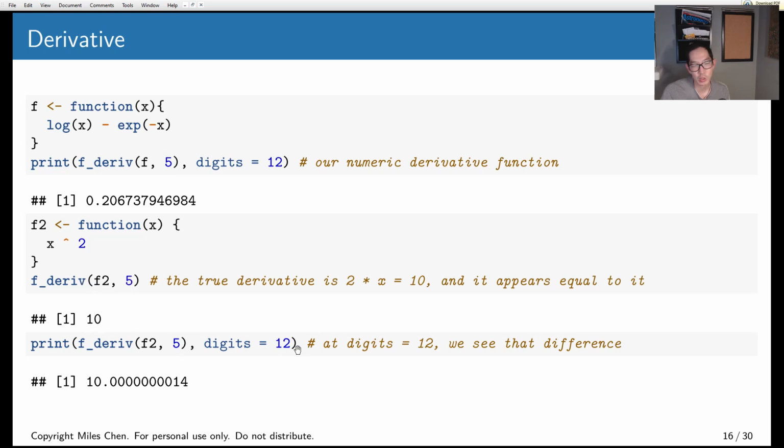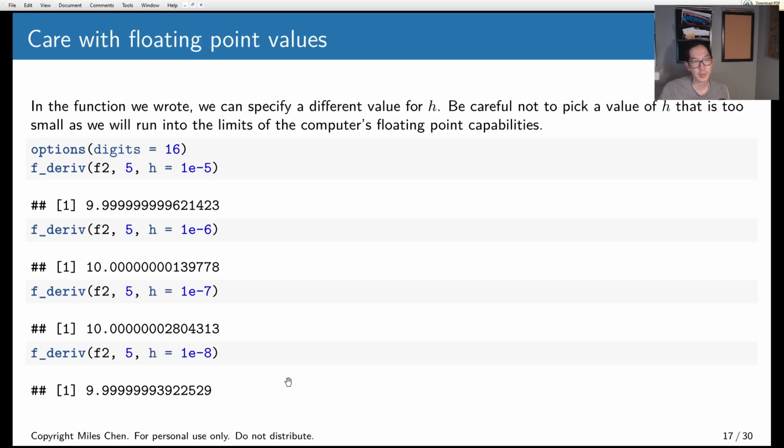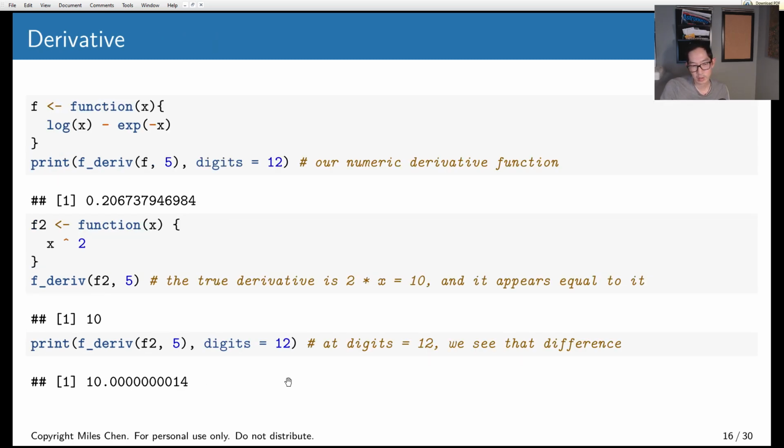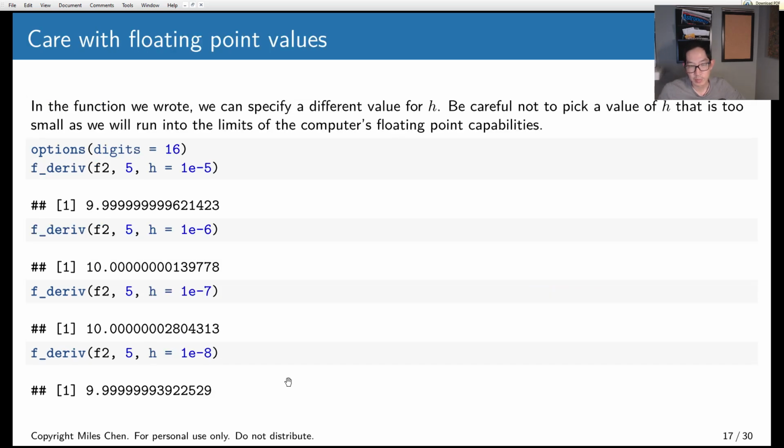If I say give me 12 decimal places of precision, we see it's not exactly 10. It approximates it, and it says it's 10.00000000014. So I think we have 1, 2, 3, 4, 5, 6, 7, 8. It's accurate up to 8 places after the decimal, and then it's off by 1 there. Okay, and so that's what we have. Now, you might say, well, the h that you've been using is 10 to the minus 6.